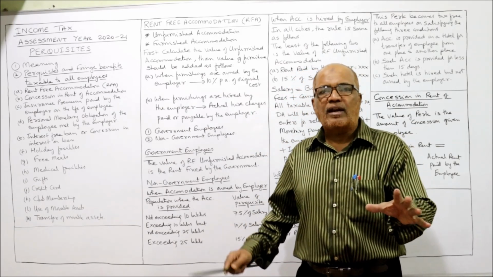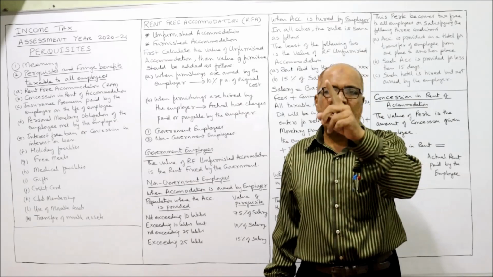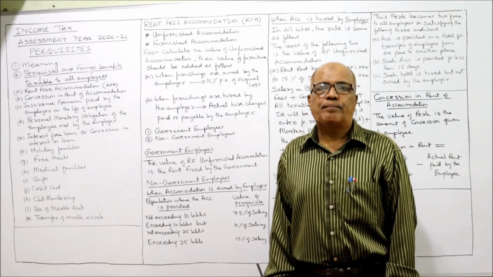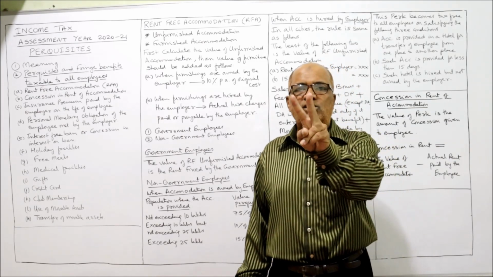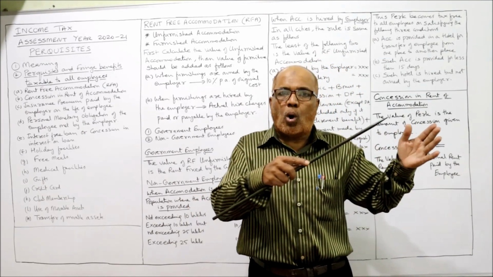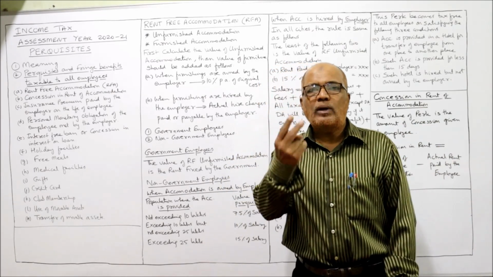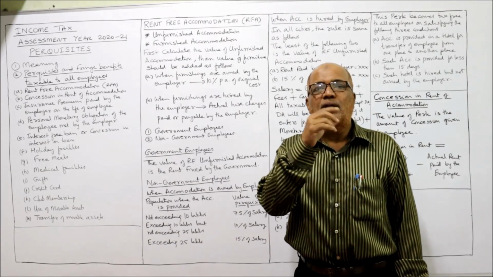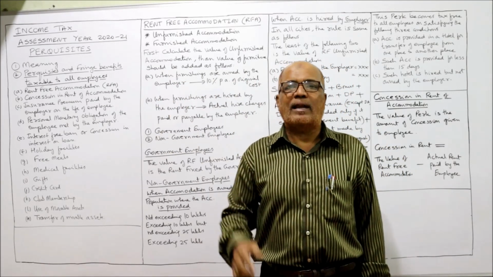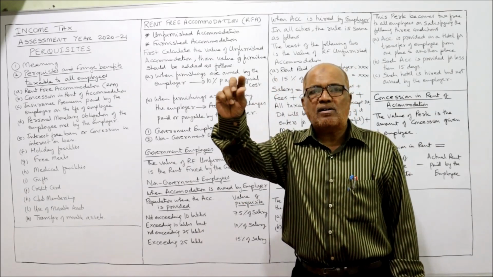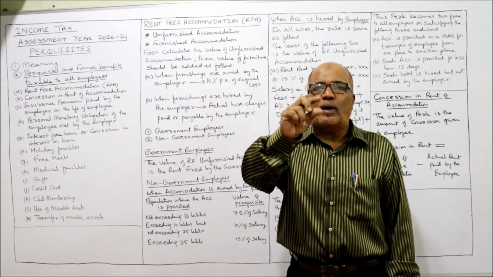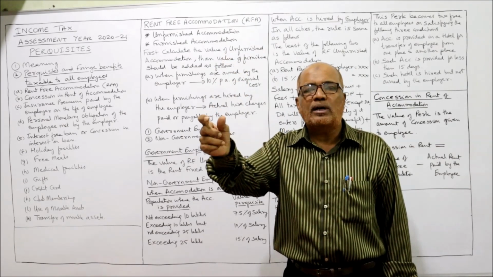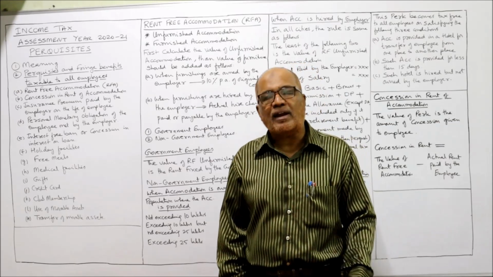Example, suppose the value of rent-free unfurnished accommodation is 1 lakh rupees. The cost of the furniture provided is 2 lakh rupees and the furniture is owned by the employer. So 2 lakh rupees is the original cost. 10% of 2 lakh is 20,000. This 20,000 will be added to 1 lakh. So 1 lakh rupees is the value of the unfurnished house, 20,000 is the value of furniture used, so the total 1,20,000 is the value of rent-free furnished accommodation.